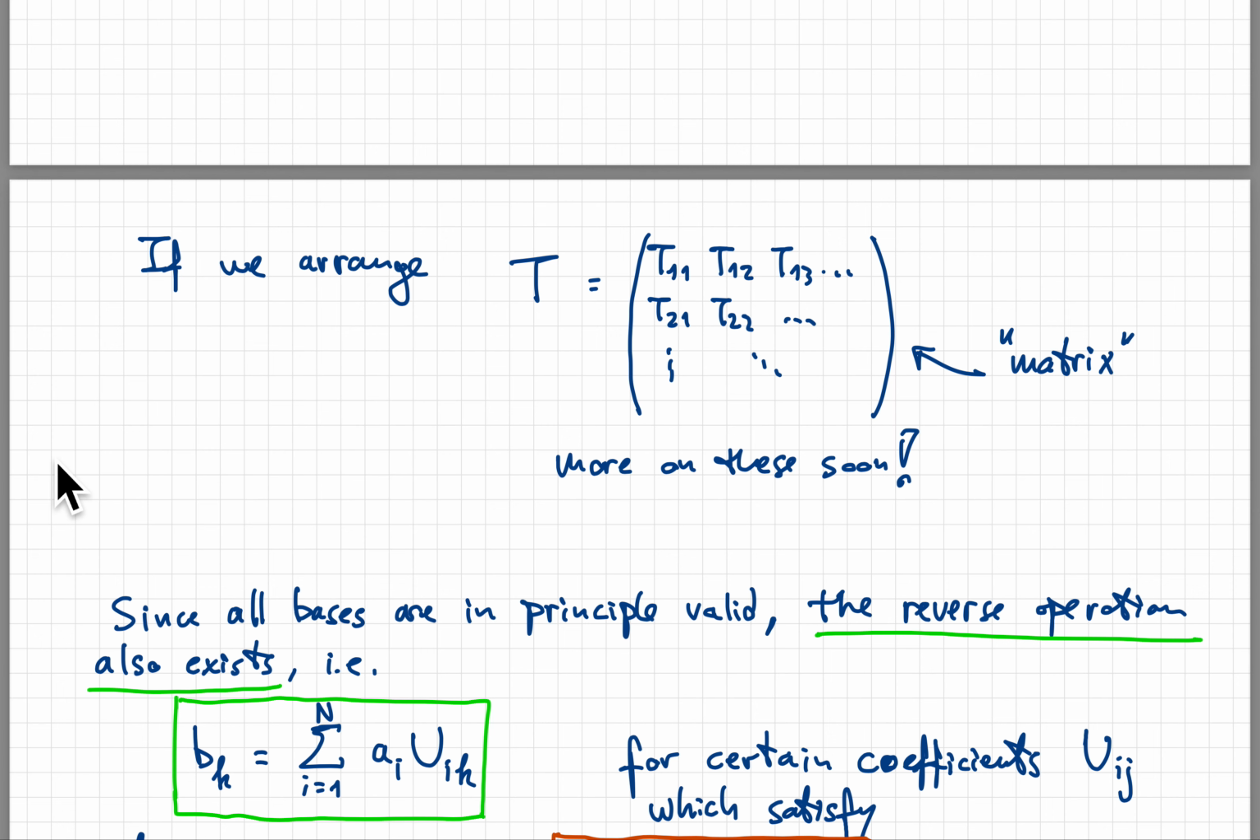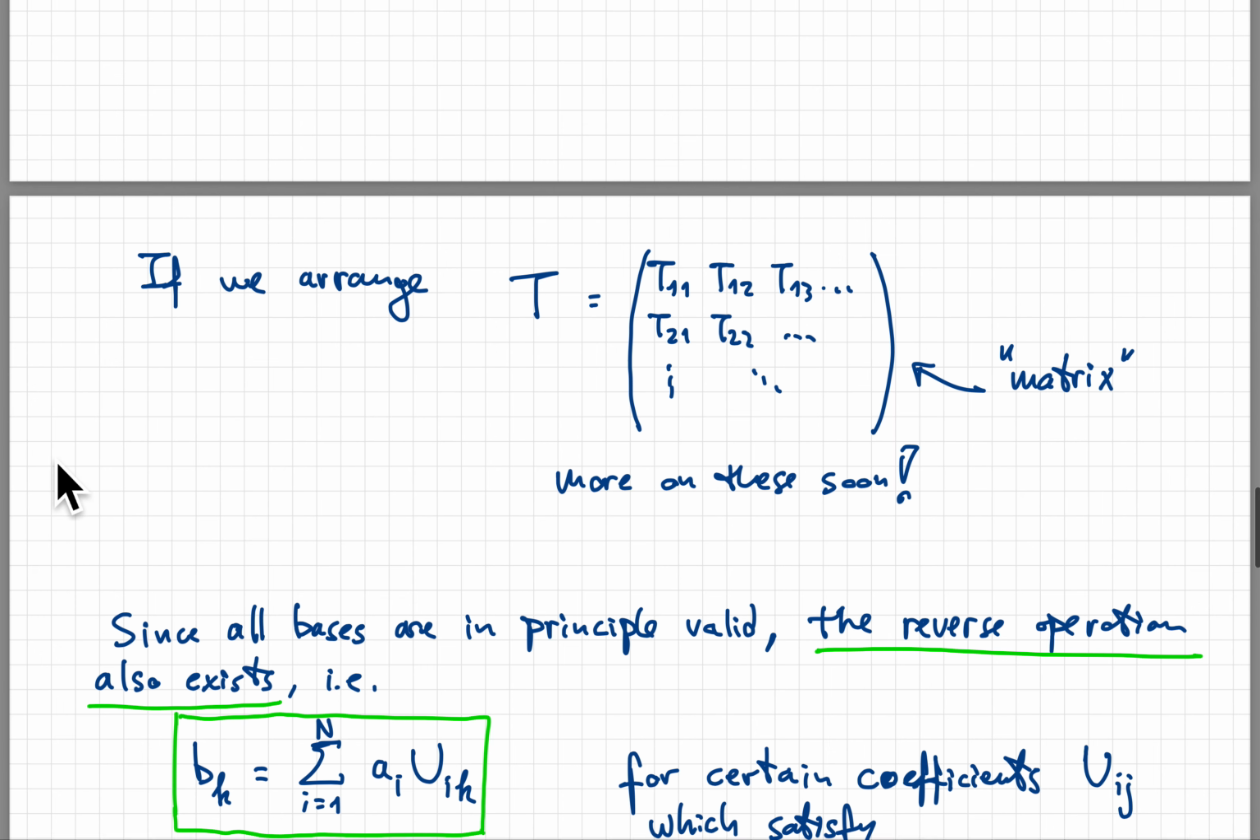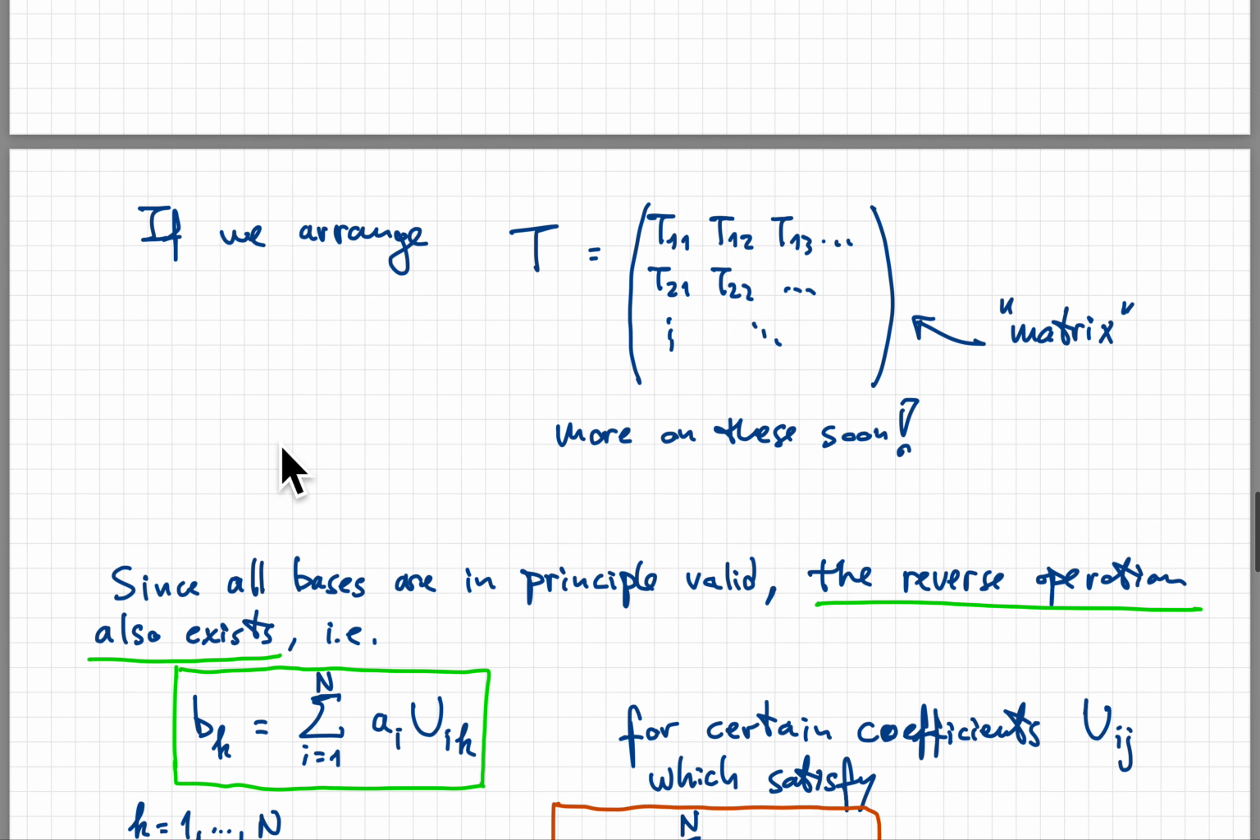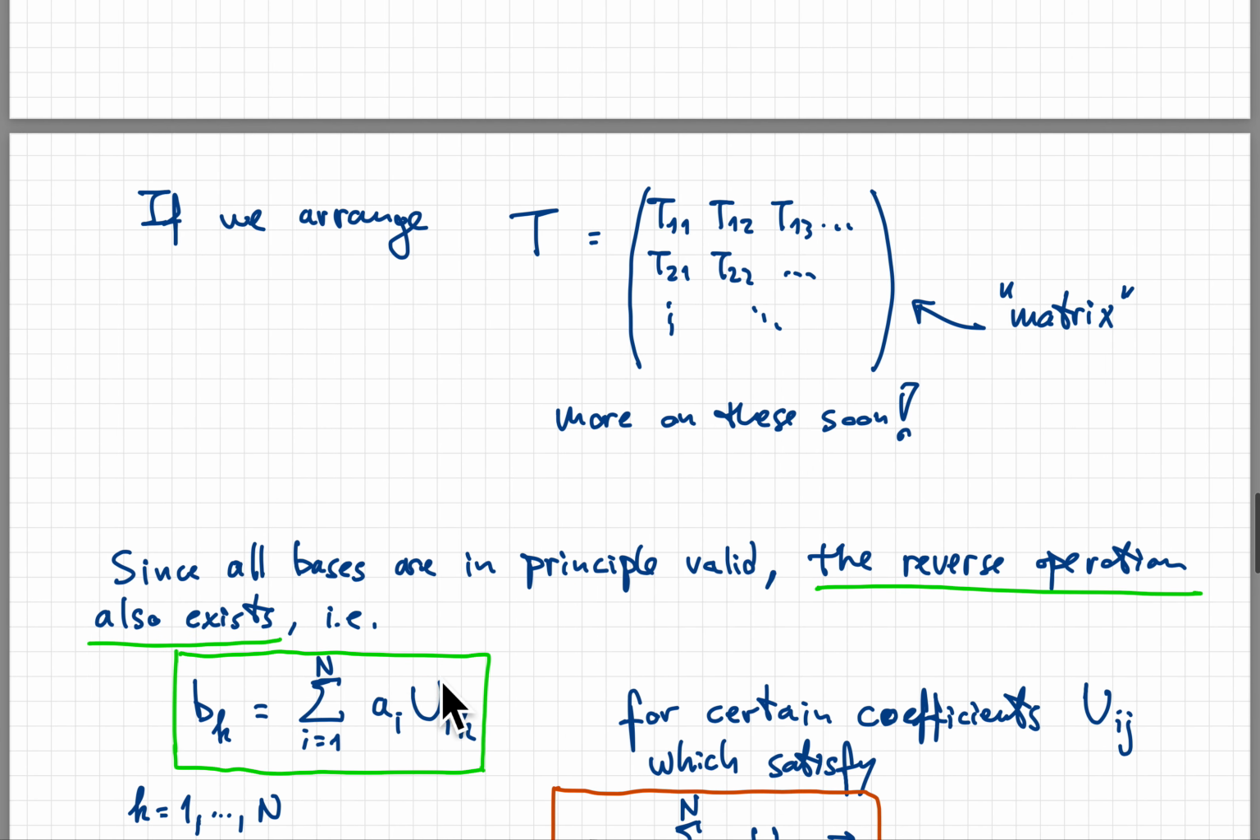So now, all the bases are in principle valid, so there's nothing preferred about the x basis versus the y basis. And so just like we switched from the y basis back to the x basis, we could have been interested in switching from the x basis to the y basis instead. We may be interested in the reverse operation, and so it must be possible to write this as well. The reverse operation will exist as well.